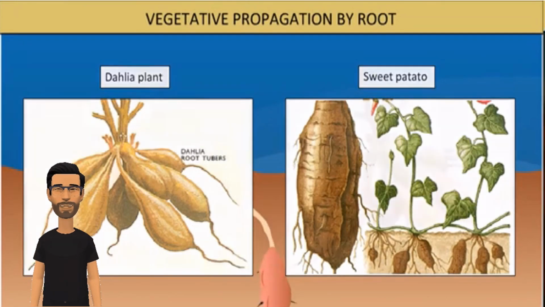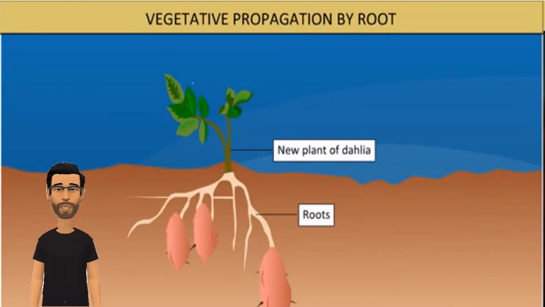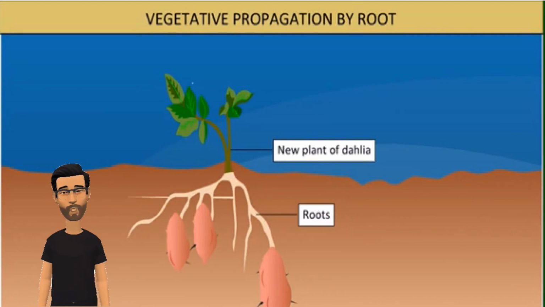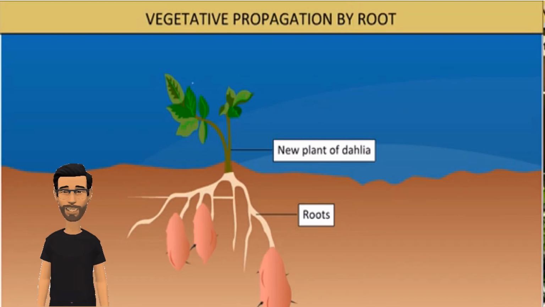Dahlia and sweet potato have roots that help in vegetative propagation. If the root tuber of sweet potato is cut into pieces and sown in well-prepared soil, a new plant can be produced. Weeds like dandelion are capable of regenerating into a new plant even if some parts of its root are left behind in the soil.